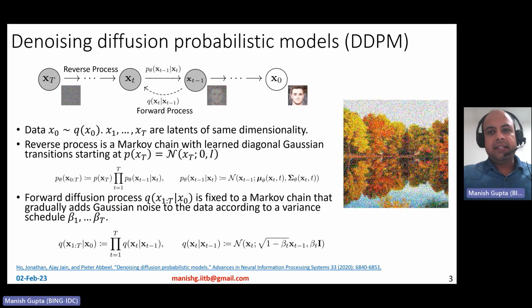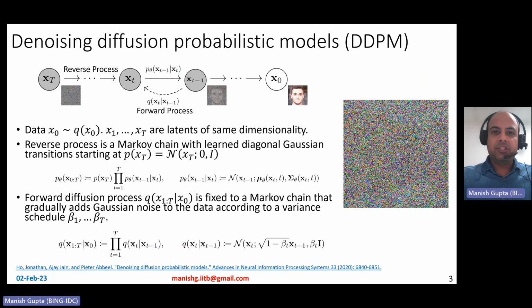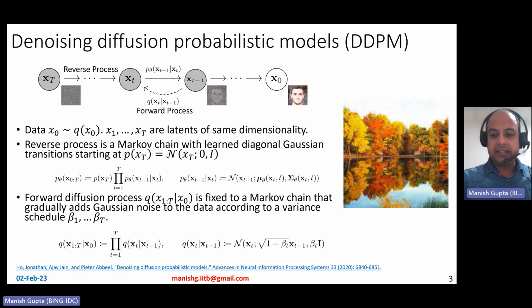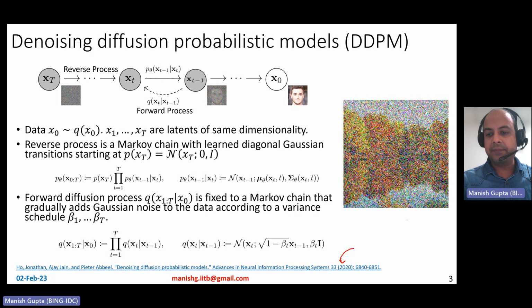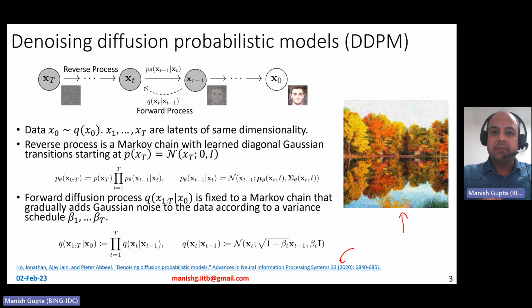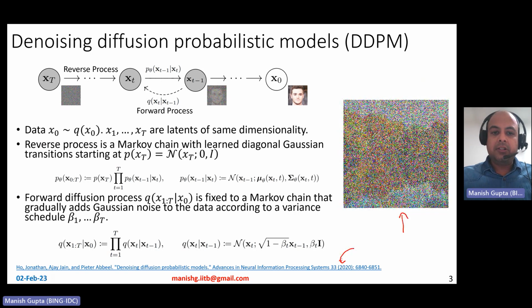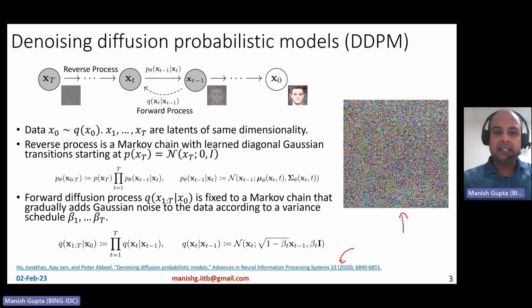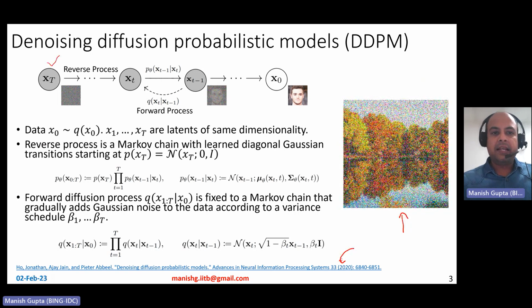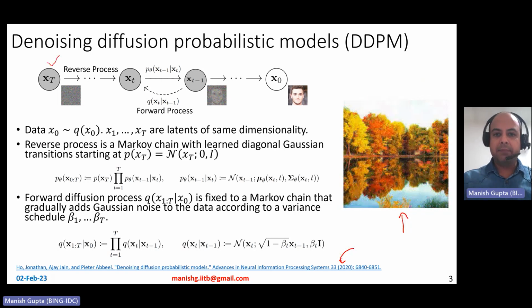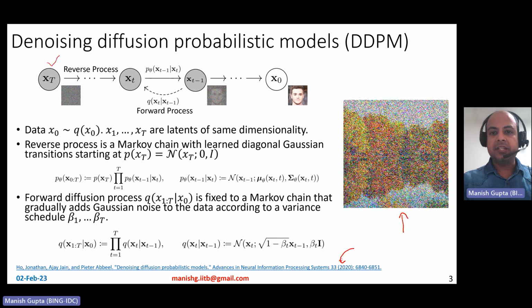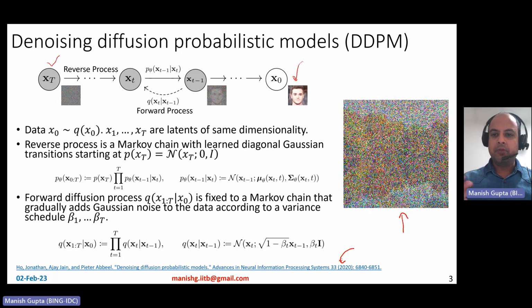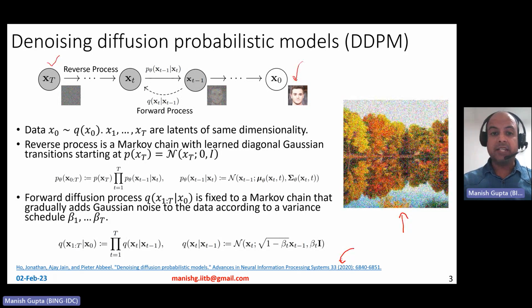So what are DDPMs? The full form is Denoising Diffusion Probabilistic Models. These models were proposed in this paper, and the model uses this kind of a method to generate images. It starts from a noisy Gaussian sample. We call it XT, and following the reverse process by doing multiple Gaussian transitions, it leads to an image. So it starts with noise, and then over time, as you see, it improves in image quality, and finally it leads to a very reasonable image.